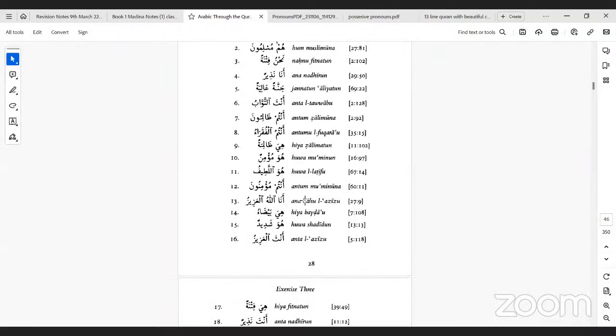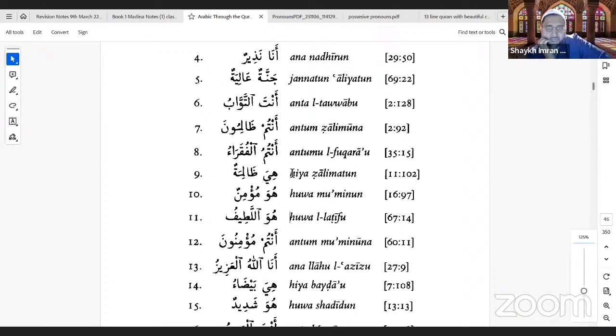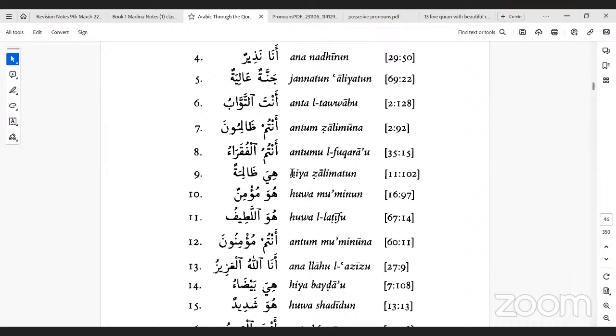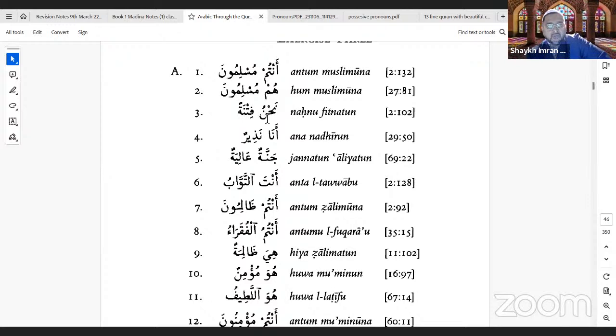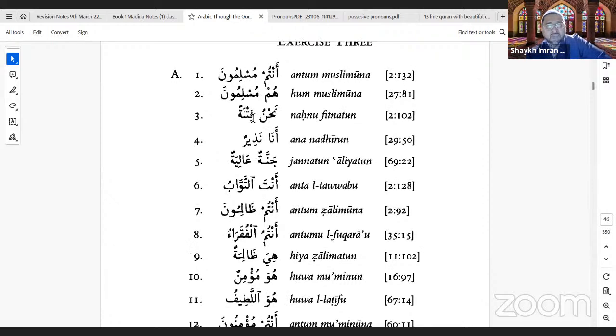In class you are saying that if the pronoun is plural, then the other noun should also be plural. But this is not the case in nahnu fitnatun and ana fitnatun. It's singular, right? So nahnu fitnatun, correct. This is an exception, where fitnatun remains singular. Normally, there's one exception: when they are referring to non-living things, then the second noun can come singular feminine itself.